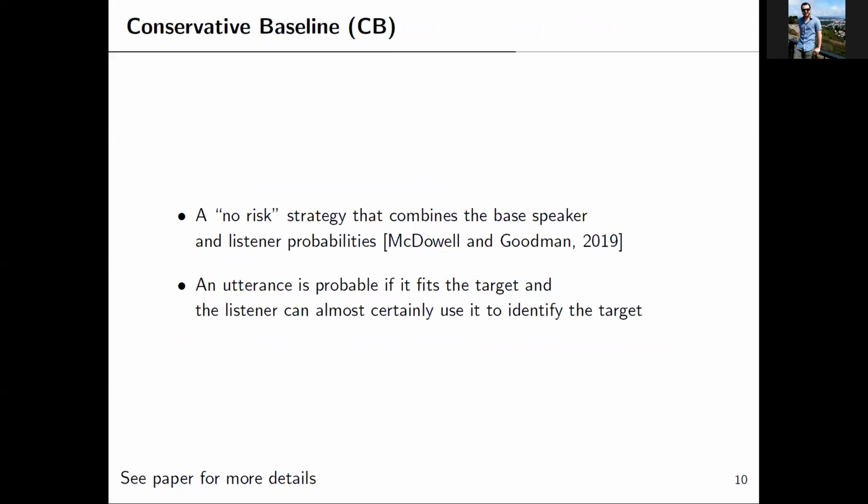The final speaker strategy is a conservative baseline that embodies speakers who don't want to take risks. In this no-risk strategy, the probability of the base speaker and the base listener are combined. An utterance is probable if it fits the target, that is to say, if the base speaker would have said it, and if the listener can almost certainly use it to identify the target. Another way to think about the conservative baseline is that it weighs the base speaker's probabilities by the base listener's ability to identify the target.